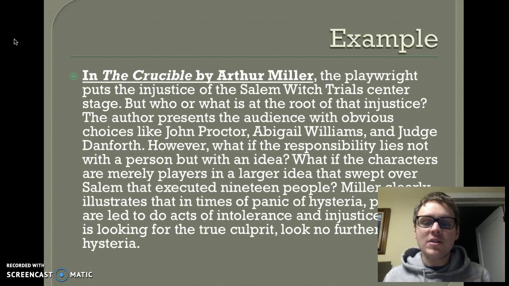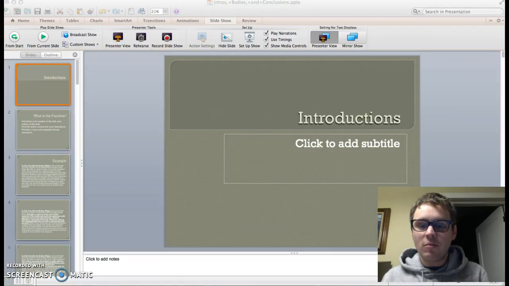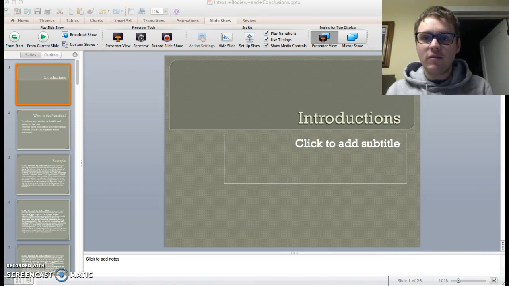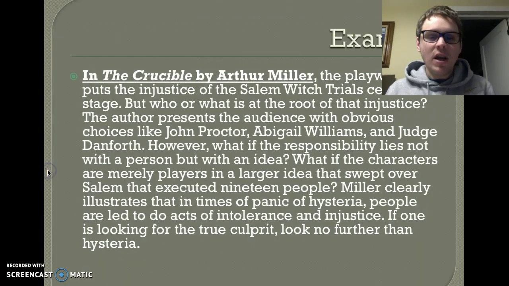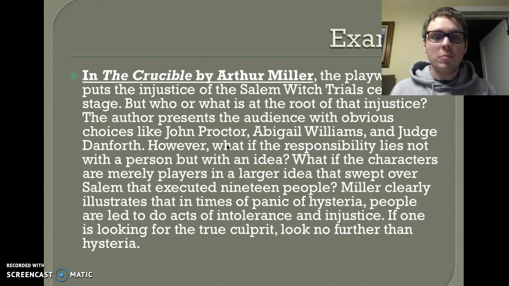Okay, so here's an example. I'm not going to read this for you. Let me move myself so you can see a little better. Here's an example that I wrote for you, and I want to take you through this step by step. What I bolded and highlighted there, you can clearly see, is that I've identified the title and the author of the play. That was one of the first things I did.